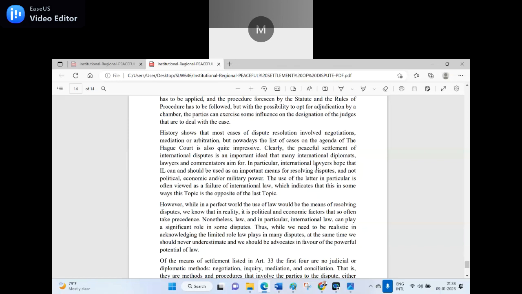Nevertheless, law, in particular international law, can play a significant role in some disputes. It is not in all things that it will come into the picture. International disputes will be resolved by legal instruments and bodies like the regional courts, regional tribunals, or the International Court of Justice. Thus, while we need to be realistic in acknowledging the limited role law plays in many disputes, at the same time we should never underestimate, and we should be advocates in favor of, the powerful potential of law.